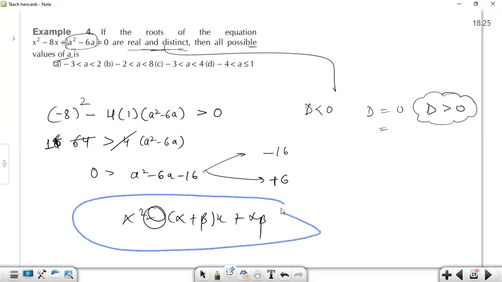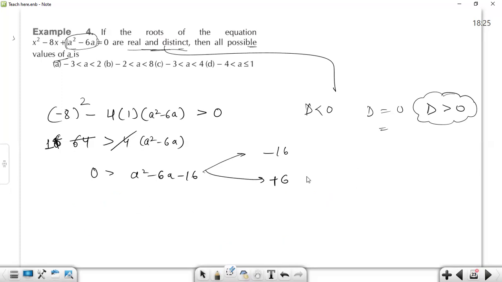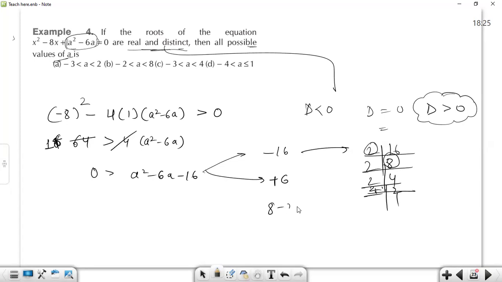Is that clear? Yes, sir. So what can be those two numbers? If the product is 16, let's simply factorize 16, 2 into 8. If we take these two numbers, 2 and 8, the difference is 6 and the product is 16. So 8 and minus 2 should be the roots.